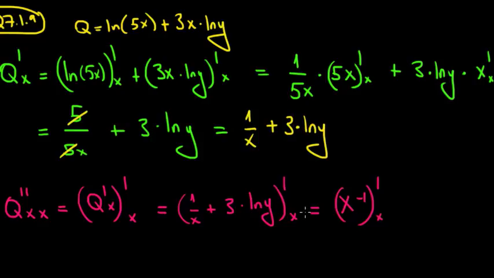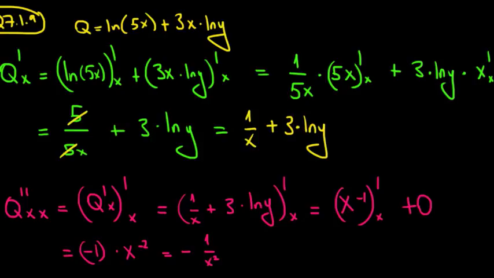And what's 3 ln y derivative with respect to x? Well, that's a constant only. There's no x inside it, and we know that the constant derivative is 0, so the result is just 0. Now, what is x to the power minus 1 derivative? We take the power down, and then we have x to the power of minus 2. So it's minus 1 over x squared, and that's it.